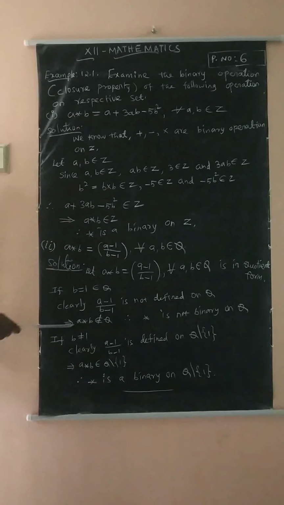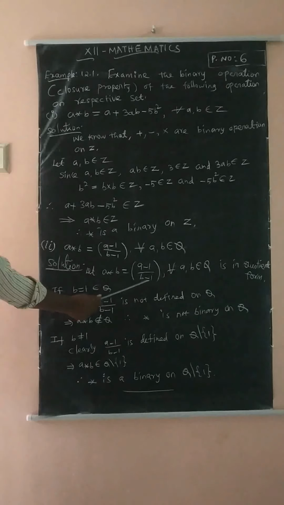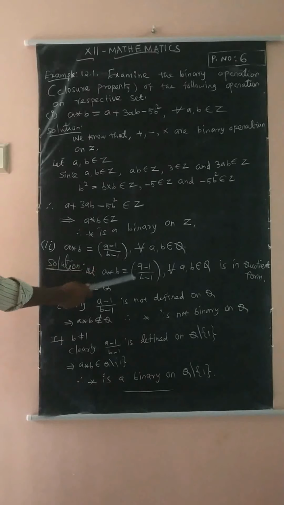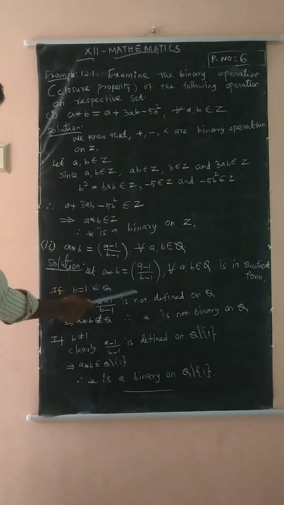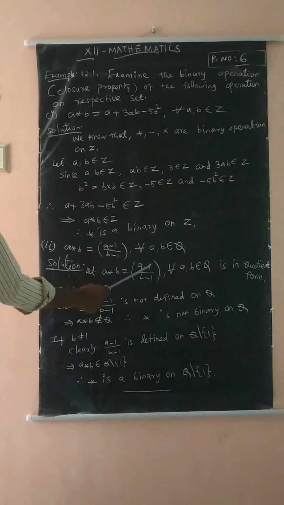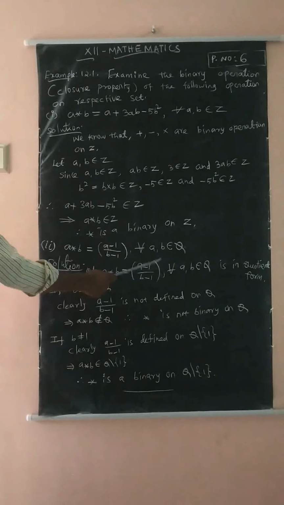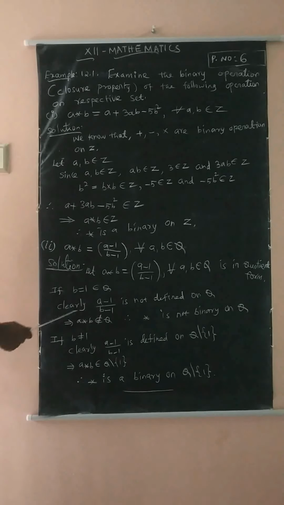So now here we discuss two cases. B minus 1 equal to 0, that is B equal to 1. B equal to 1 means this term is not defined. If B is not equal to 1, this term is defined. A minus 1 by B minus 1 is defined when B is not equal to 1. For B equal to 1, this term is not defined. It is clear. If B equal to 1, 1 belongs to Q.